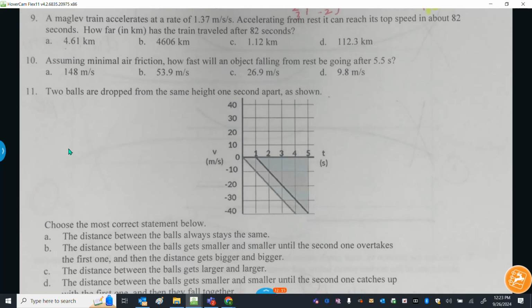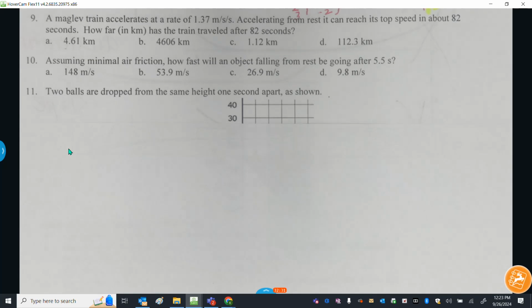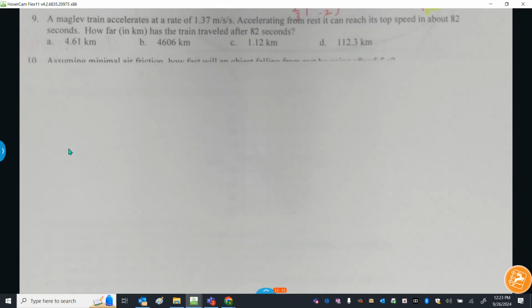All right, number 9. Number 9 was not much better, according to this, and I think I know why. The question says, a maglev train accelerates at a rate of 1.37 meters per second squared. Accelerating from rest, it can reach its top speed in about 82 seconds. How far in kilometers has the train traveled in 82 seconds?